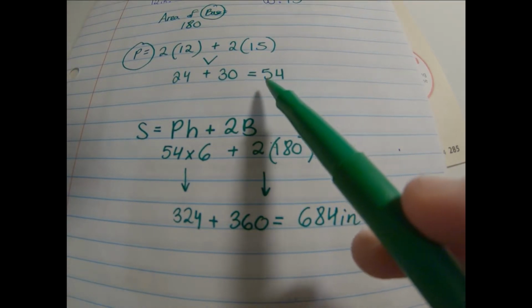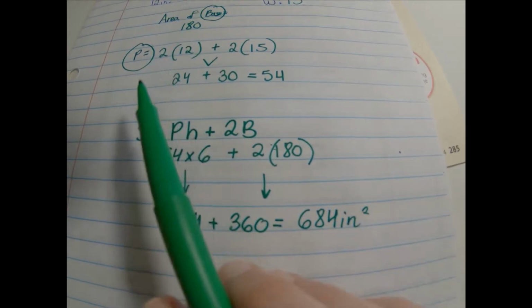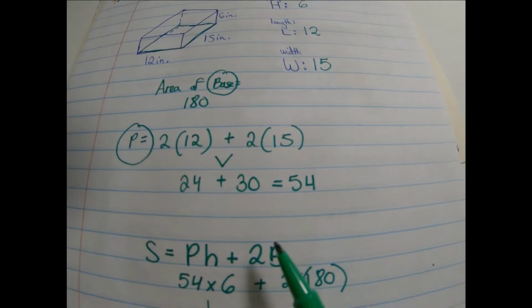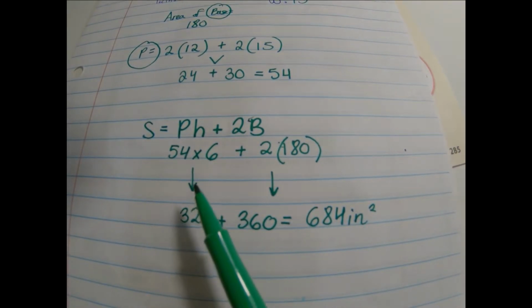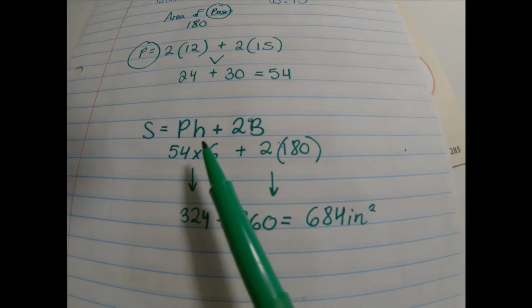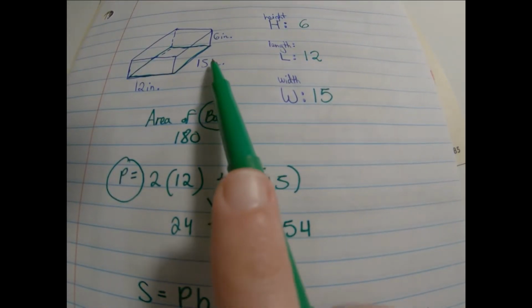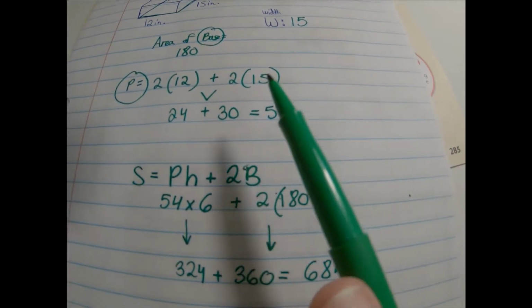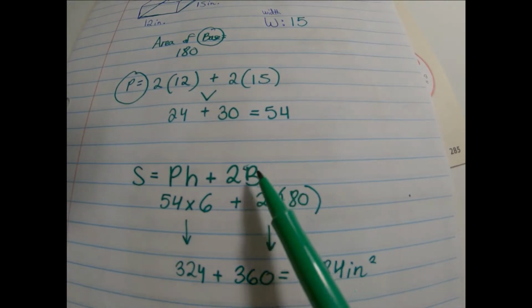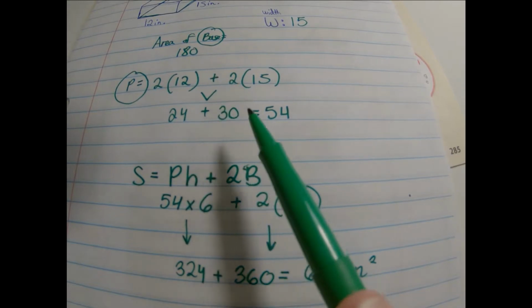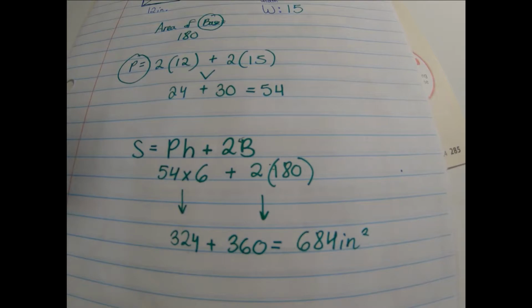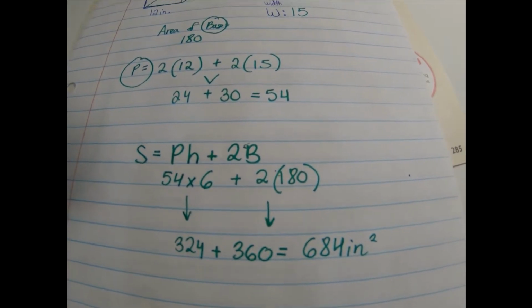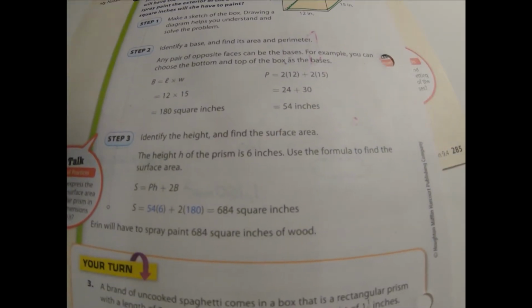Step 2 was finding the area of one of the bases, in this case 12 times 15. And all we did then was plug into this equation. The perimeter was 54 times my height, which in my illustration is 6, plus 2 times the area of my base, 180. Okay, so that's how we would use that formula. Keep that formula at hand because we're going to use it right now, okay?